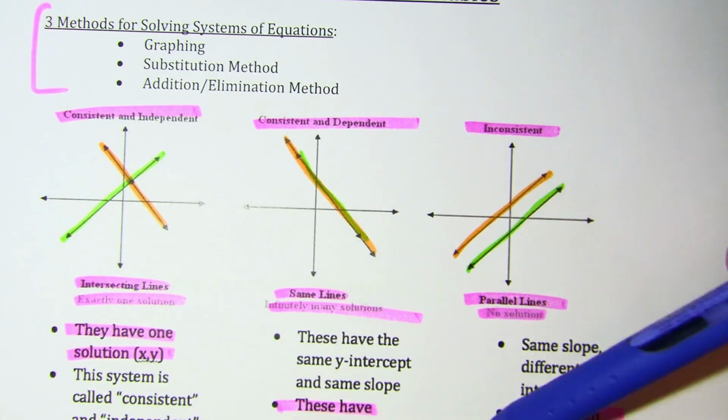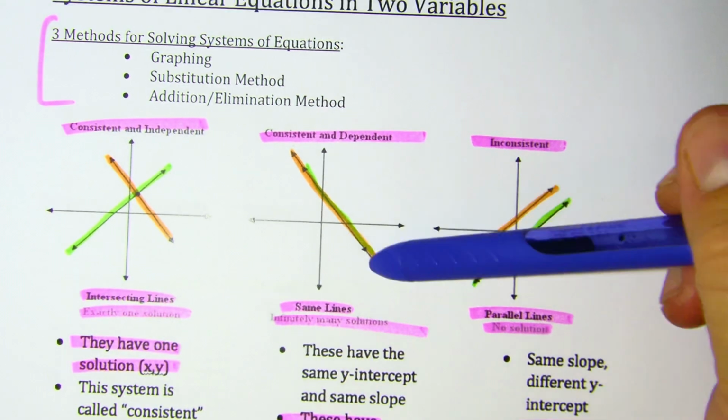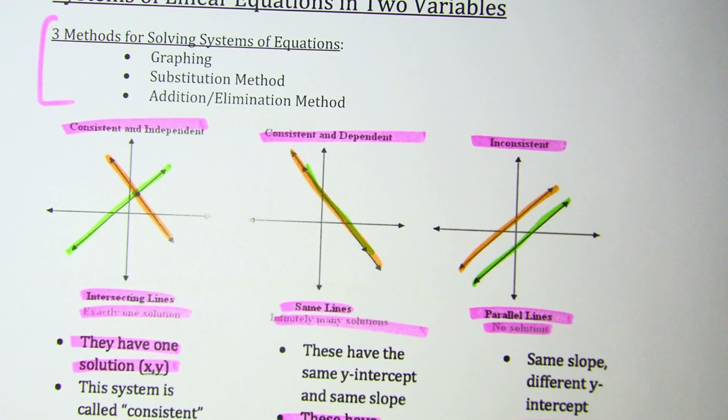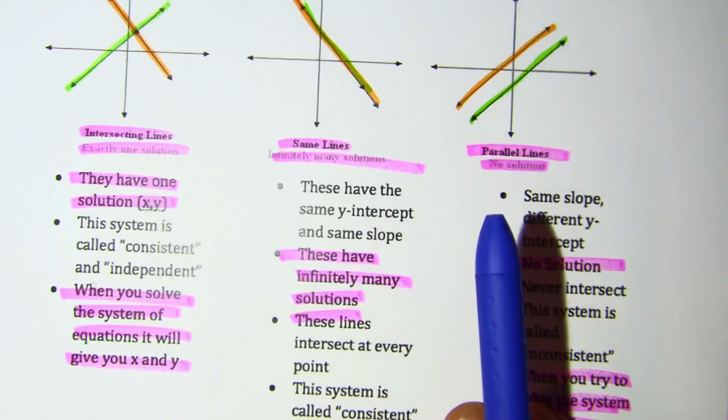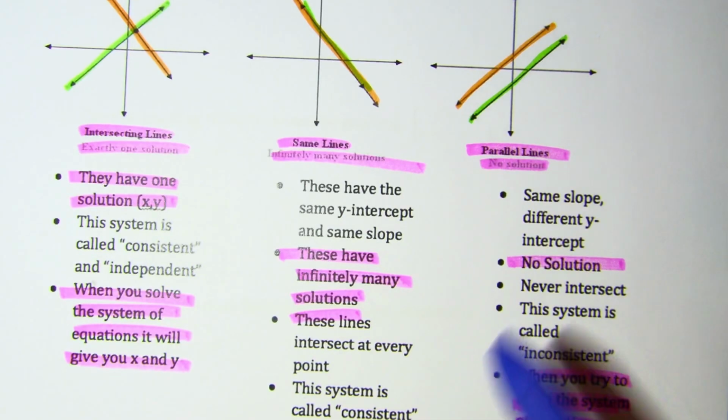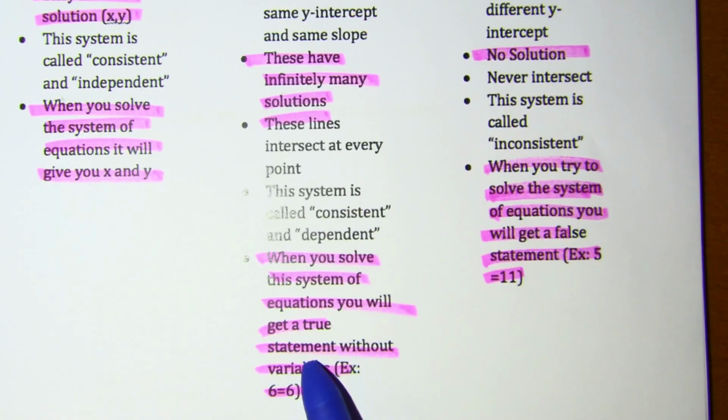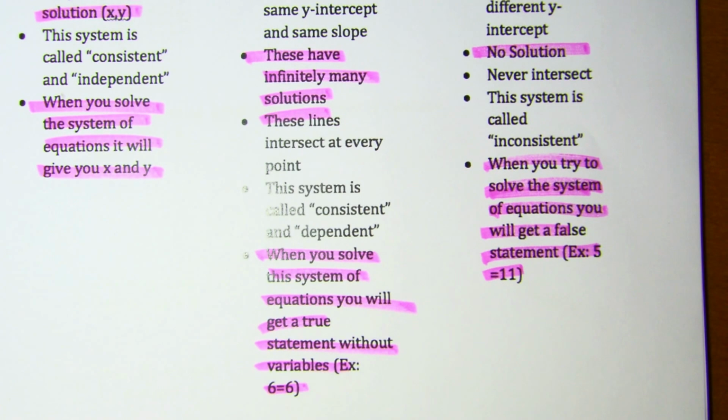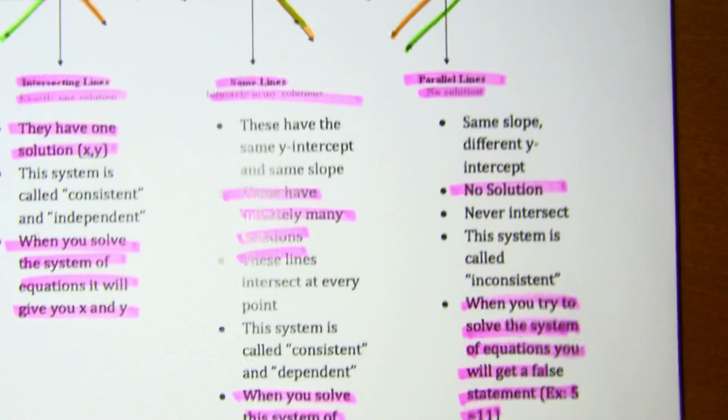Consistent and dependent solutions are where they are the exact same line. So maybe the equation looks different, but if you were to graph them or solve them, it would turn out that they are the exact same equation. These have infinitely many solutions because they intersect at every single point. And when you solve these algebraically, you're going to get something that's a true statement. So something like 6 equals 6 or 0 equals 0 or 5 equals 5, something like that. And you'll have infinitely many solutions.